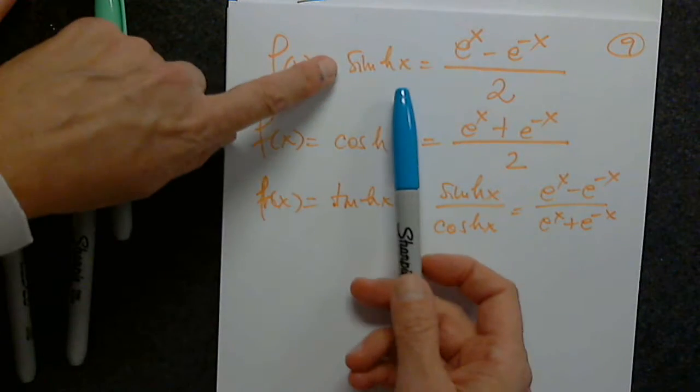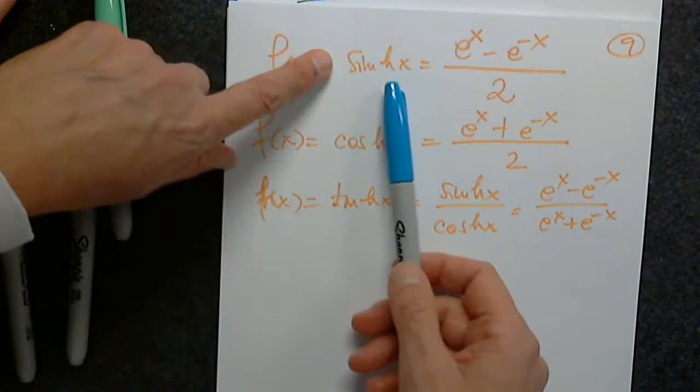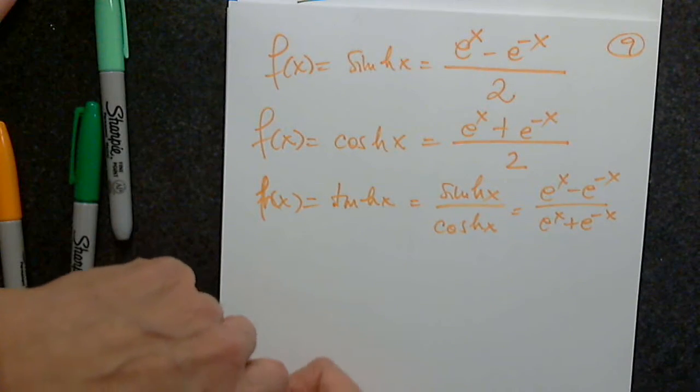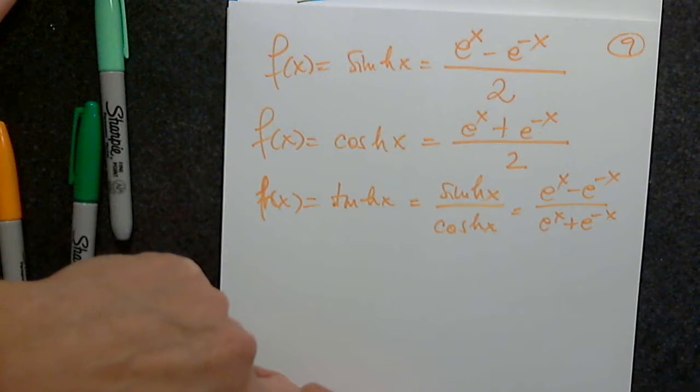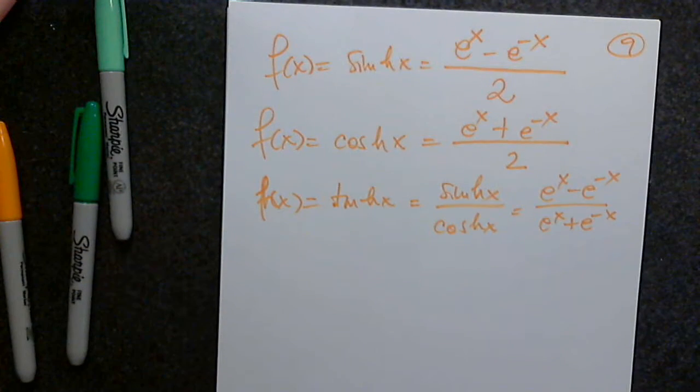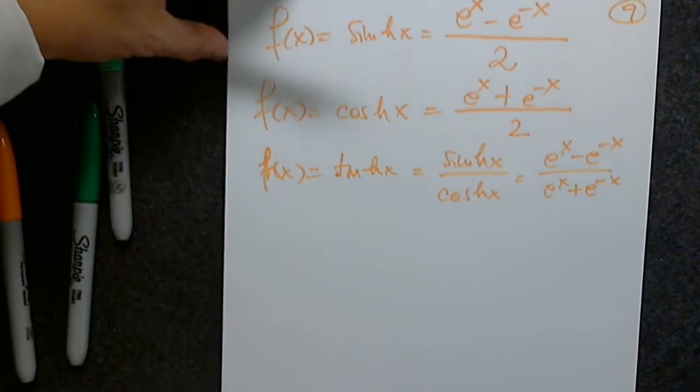If you want to square sine hyperbolic, square cosine hyperbolic, you will see the relationship is very similar to sine squared plus cosine squared from the pure trig functions. And other relations are very similar as well.